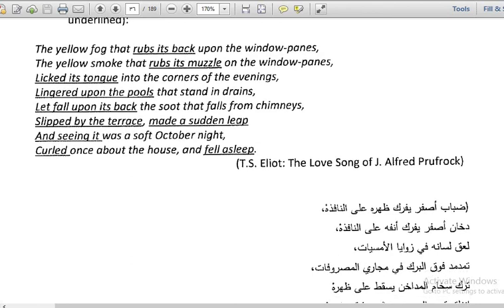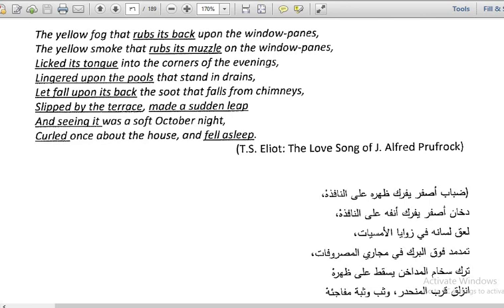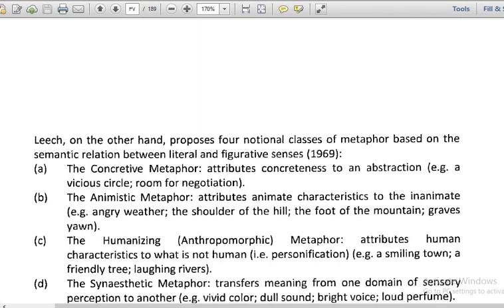In page 36, we have a part from T.S. Eliot's The Love Song of J. Alfred Prufrock, translated. So I need you to pay attention to the details of the translated text and attempt another translation explaining why you have changed in the proposed or suggested one.